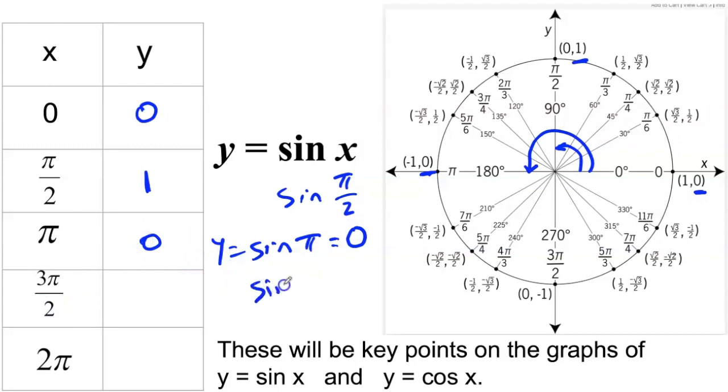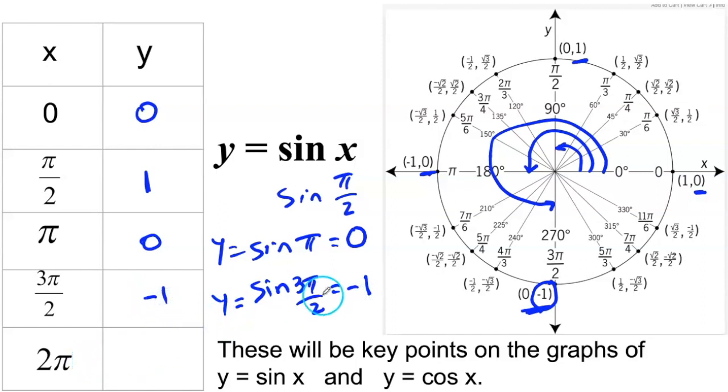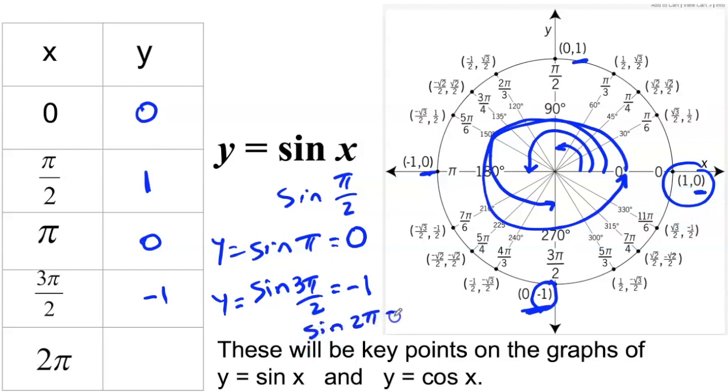Next, sine of 3 pi over 2, right? What I'm doing is replacing the angle for the x. Sine of 3 pi over 2, 3 pi over 2 right there. I go to my ordered pair. The y value is the sine, -1. Last but not least, 2 pi. All the way around, that's 2 pi. This is the x, this is the y. The y value is my sine value. So sine of 2 pi equals 0. And I have my values.